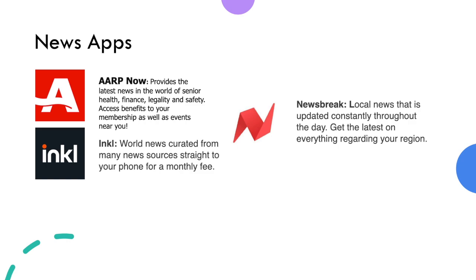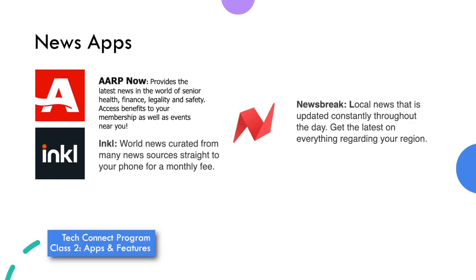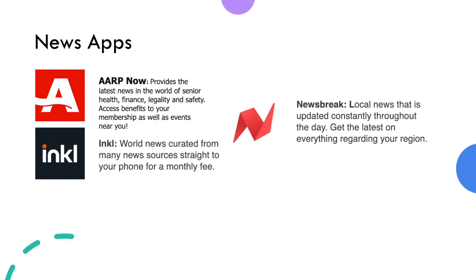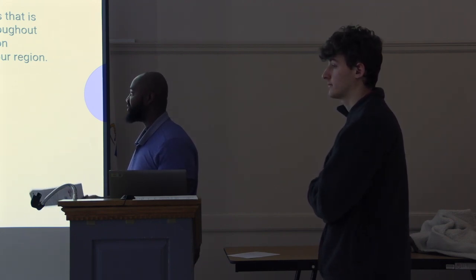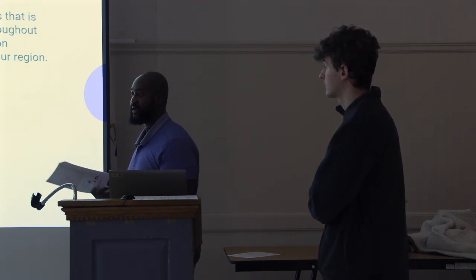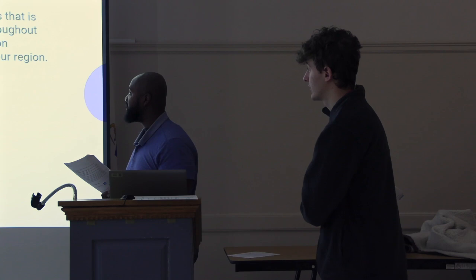Inkle, which is world news that is curated from many news sources straight to your phone for a monthly fee. But it also allows you to read articles for free, so it's like a freemium application. You know, nowadays if you go to read an article, you read maybe 2 paragraphs and then they'll stop you to say to pay for the full thing. Yeah, this is one where you won't have to do that. You can read an article all the way through.